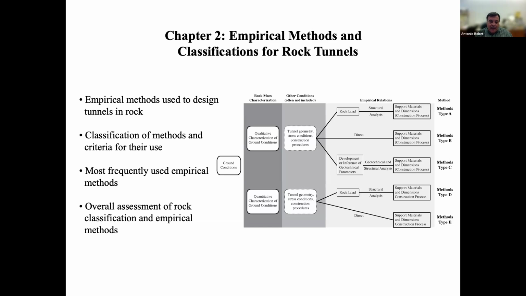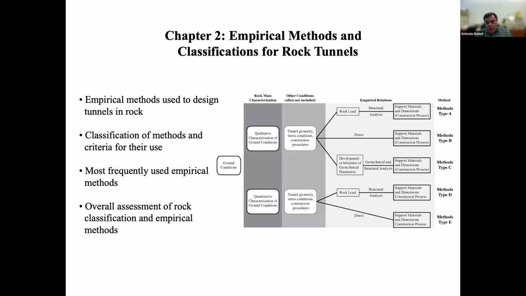And then from that, using the tunnel geometry, stress conditions, and construction procedures, we classify those methods into what we would call rock load methods, where from this information the method comes up with the load that, after a structural analysis, will provide the design of the support; direct methods, where the support is given directly; or a third type of method where from all this information we get geotechnical and geomechanical properties to do the analysis.